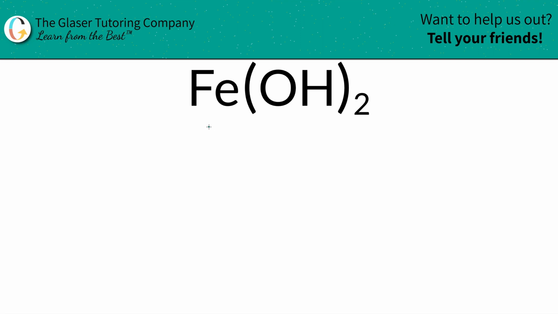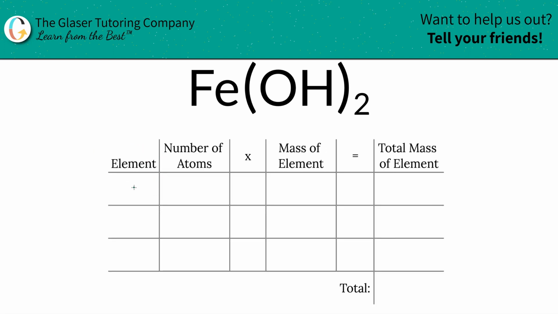What is the mass percent of iron, oxygen, and hydrogen in iron(II) hydroxide? Well, simple process. First thing is we've got to find the total mass. So I created a nice little table to help us out. And then we can simply calculate those percentages. Watch. Bam.